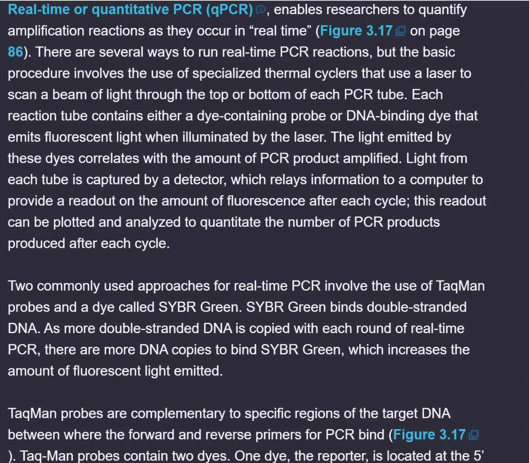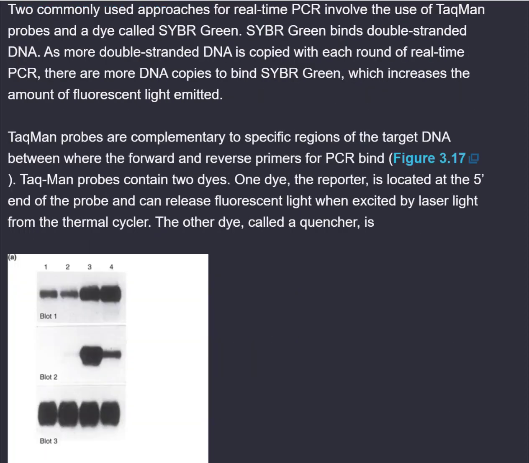Light from each tube is captured by a detector, which relays information to a computer to provide a readout on the amount of fluorescence after each cycle. This readout can be plotted and analyzed to quantitate the number of PCR products produced after each cycle. Two commonly used approaches for real-time PCR involve the use of TaqMan probes and a dye called SYBR green. SYBR green binds double-stranded DNA. As more double-stranded DNA is copied with each round of real-time PCR, there are more DNA copies to bind SYBR green, which increases the amount of fluorescent light emitted.